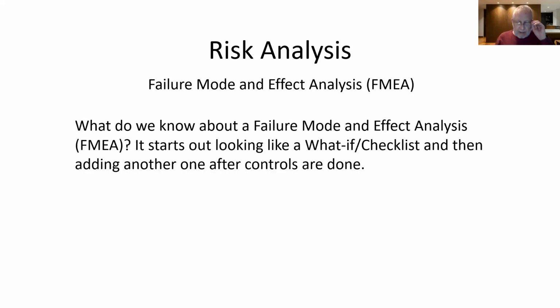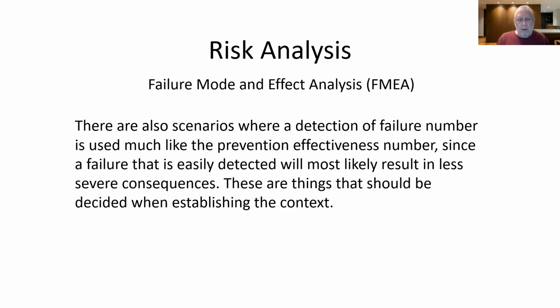What do you know about a failure mode and effect analysis? FMEA, it starts out looking like a what-if checklist, and then adds another one after it, a what-if checklist kind of, after controls are done. It's not a bad idea. It's a good thing to go through. There are also scenarios where a detection of failure number is used, much like the preventive effectiveness number, since a failure that is easily detected will most likely result in less severe consequences. These are things that should be decided when establishing the context. And if you think about it for a little bit, that makes a little bit of sense. You have to look at each case on its own merits, but if something that might happen is pretty easily detected, chances are you can get to it or stop it before there's a lot of damage.